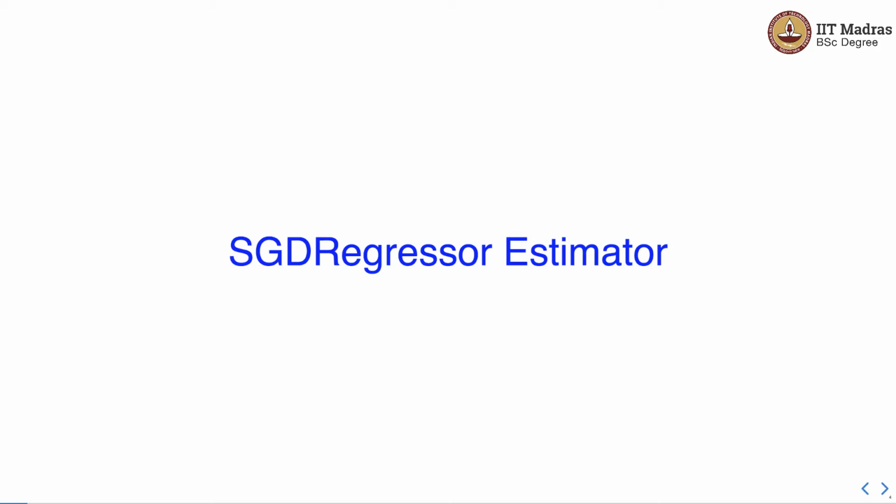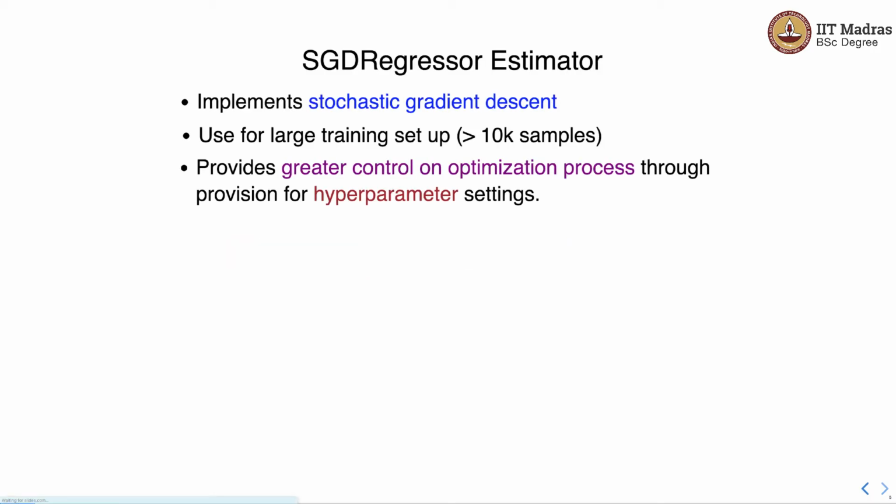Let's study SGDRegressor in a bit more detail because it provides a lot more flexibility than the LinearRegression class, which is used to solve the normal equation method. The SGDRegressor estimator implements the stochastic gradient descent algorithm. It is used for large training sets with more than 10,000 samples. And SGDRegressor provides greater control on the optimization process through provision for different hyperparameter settings.